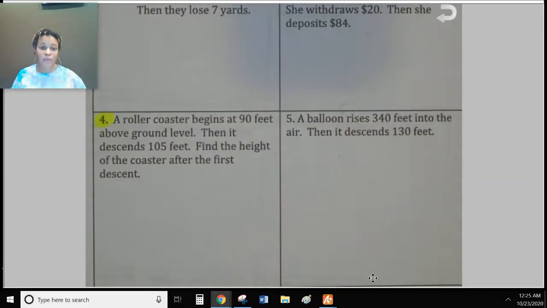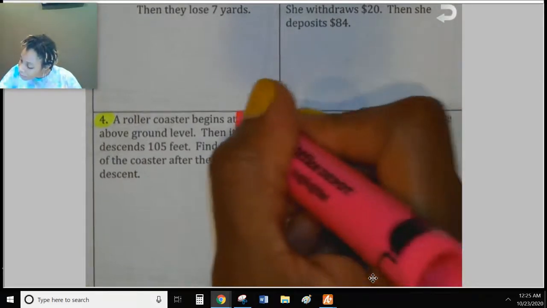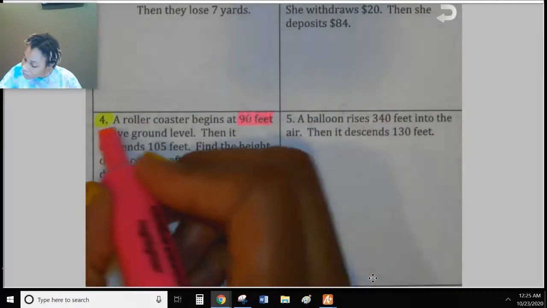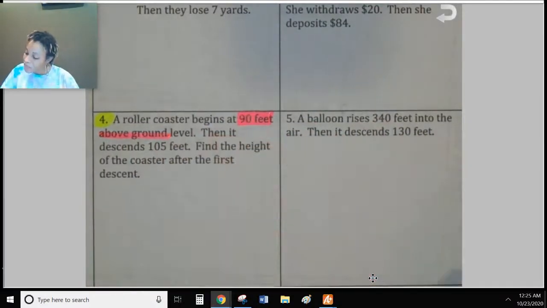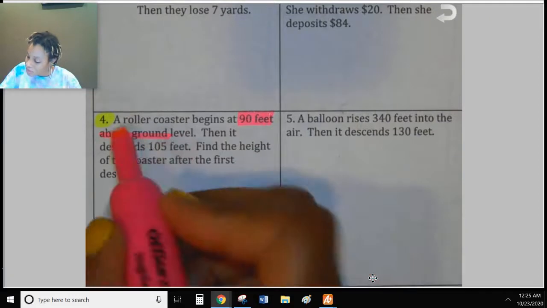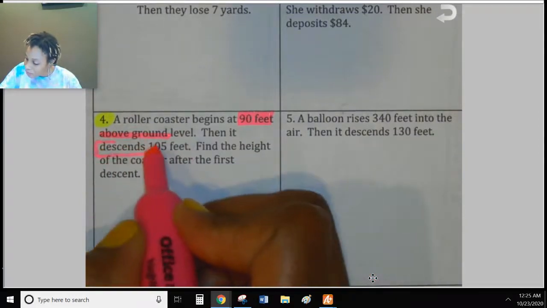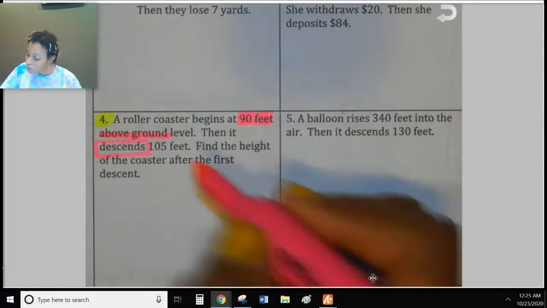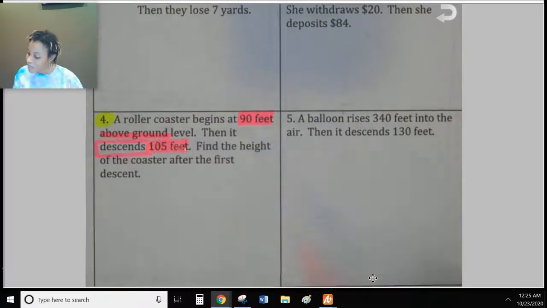It says a roller coaster begins at 90 feet above ground level. So we want to highlight 90 feet and definitely above, right? Then it descends. Ooh, descends. That's a word we may not know. Let's put a box around it. 105 feet. Find the height of the coaster after the first descent. That's that word again, another form of it.